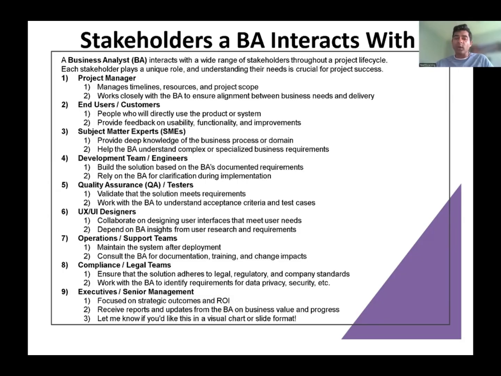The legal teams work with the BAs to identify requirements for data privacy, security, etc. In case legal teams come across the website and find something which is not accurate or not as per the company guidelines, they can come to you and provide you the requirements. In this case, they will be the stakeholders. Executives and senior management focus on strategic outcomes and return on investment. ROI is return on investment. They receive reports and updates from the BA on business value and progress.